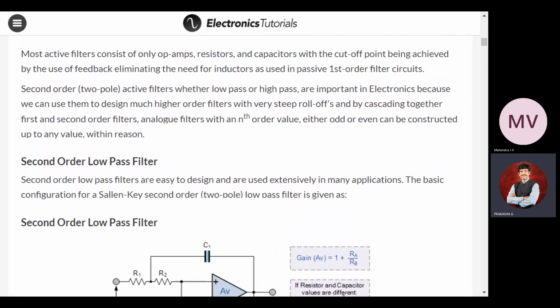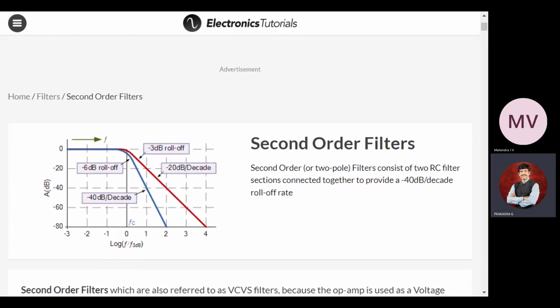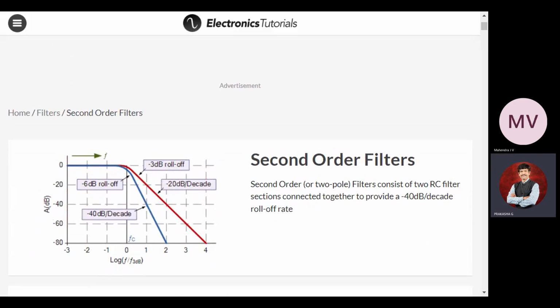I have already written the waveform also. I'm not finding the waveform here. Let us check it out. Yeah, so this is the waveform where the low frequencies are on that side. Only the low frequency component is transmitted. Once it reaches FH, that is the cutoff frequency, we call that one FH, the cutoff frequency.